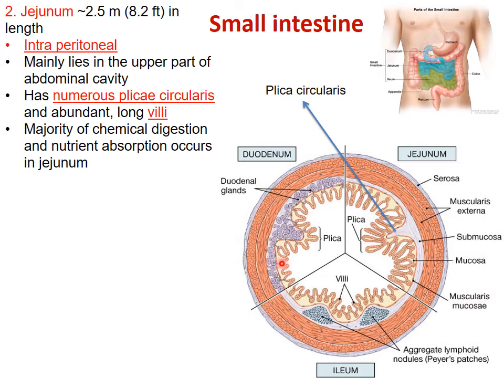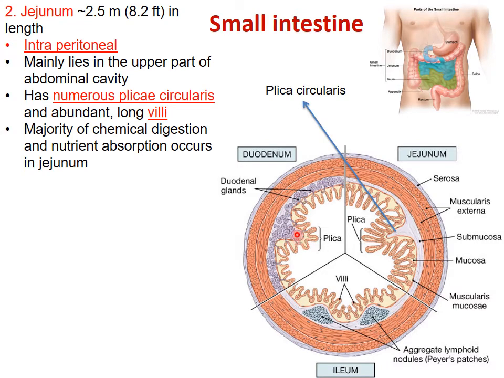Now, this mucosa has three parts: the epithelium, the simple columnar epithelium. Then below this white area is the lamina propria, and this line is actually a stripe of smooth muscle, the smooth muscle of the mucosa, so it is called the muscularis mucosa. So these are the three parts of the mucosa, right?